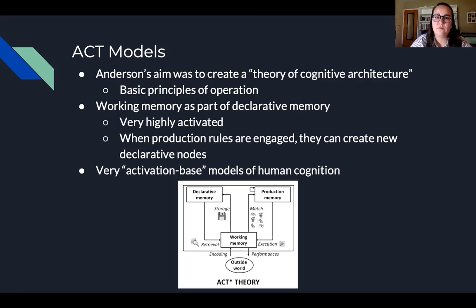Just like somebody who was studying computer science would ask, how do computers generally tend to work, regardless of the operating system, or the brand, or the purpose? Generally, how does this work? Another nuance that sets it apart from other models is the idea of working memory being a part of declarative memory, falling under the purview of declarative memory.